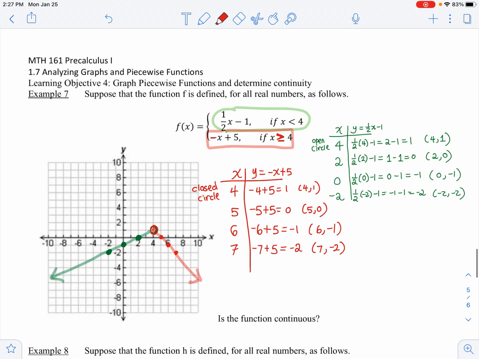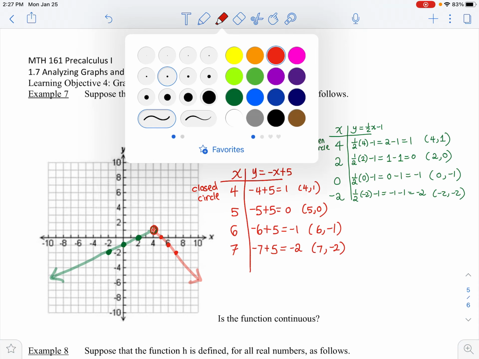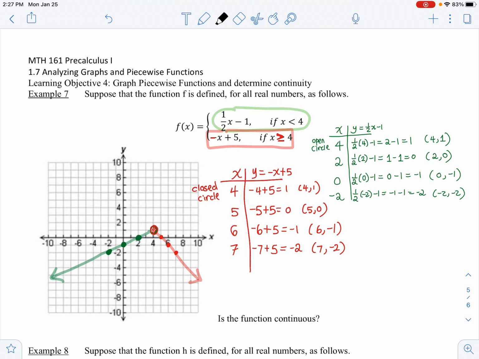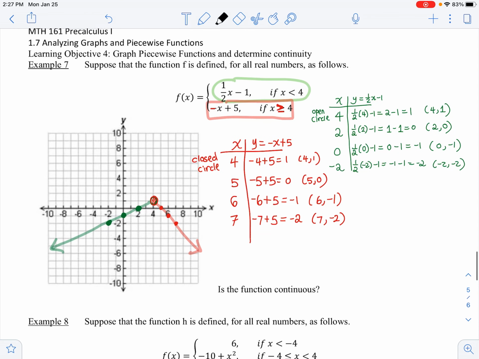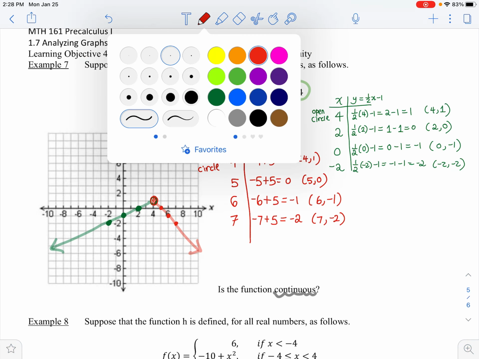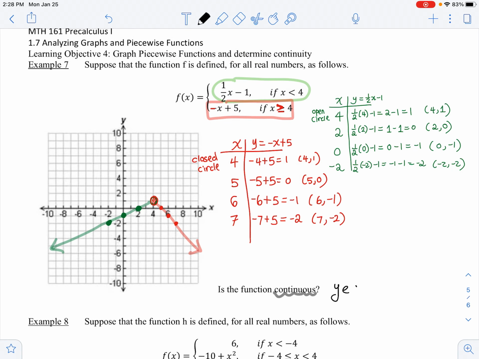In calculus class, you will talk more about continuity. But if you look at this graph, and if I ask you a question, can you graph this function without lifting your pencil? Look, I can graph this piece, and because they met right there, I can just continue going down. And without lifting my pencil, I can graph this function. So the last question is asking, is this function continuous? And your answer is yes. Okay?